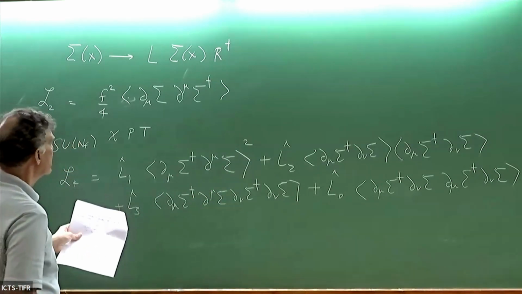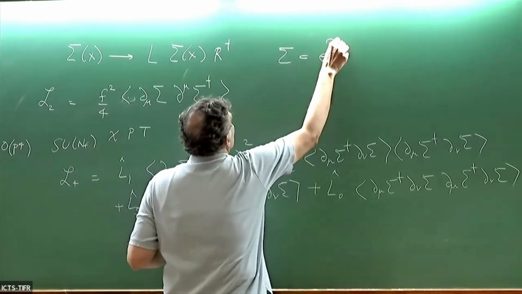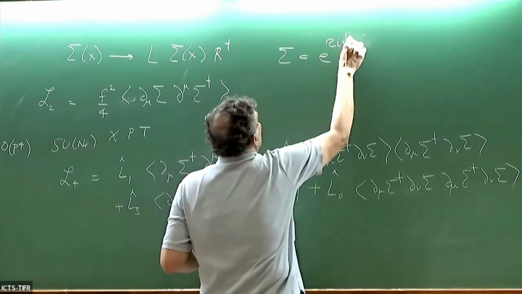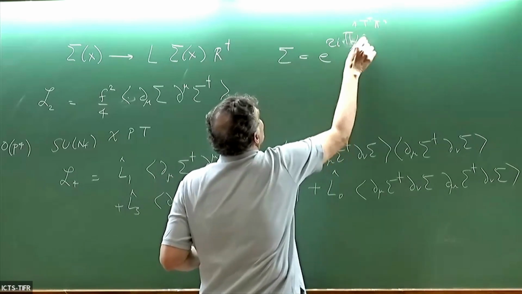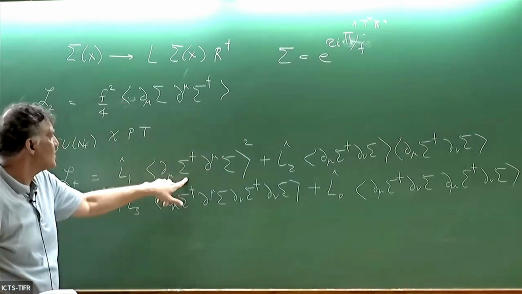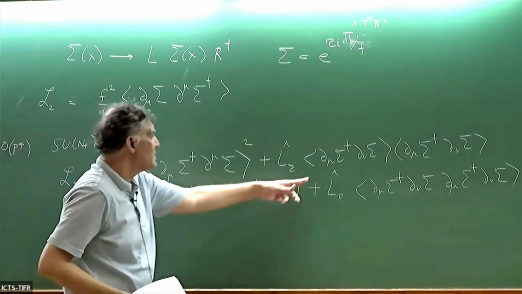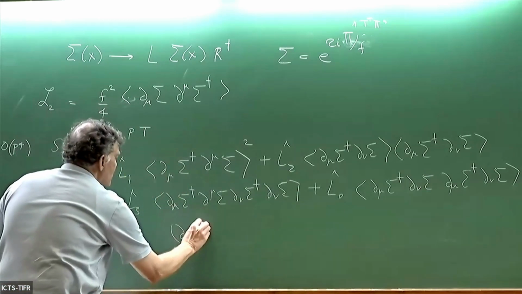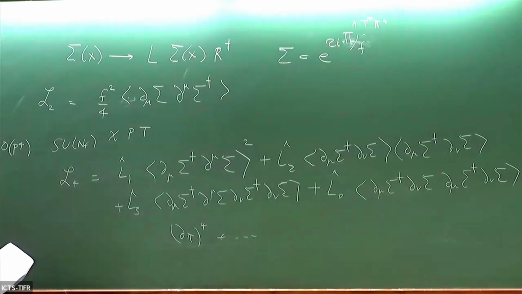Now we saw that sigma was e to the 2i pi. I'll also use just capital pi to stand for T^a pi^a. You can see that when you do d_mu sigma, every d_mu sigma at least has 1 pion in it to get a derivative. So all of these terms start at 4 pions, so they're like (d pi) to the 4th plus more pions in them.